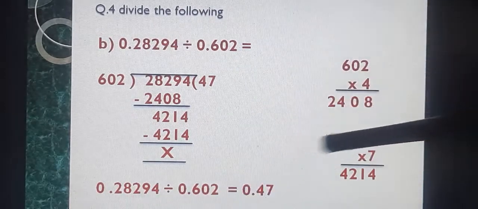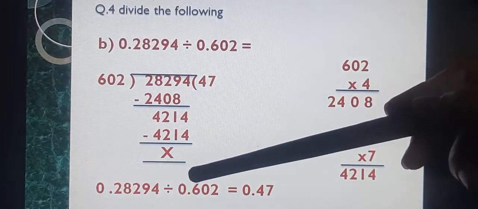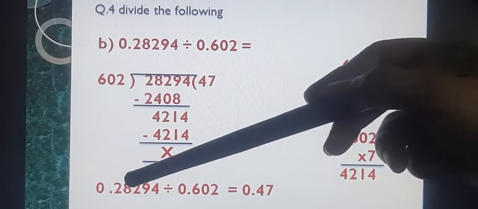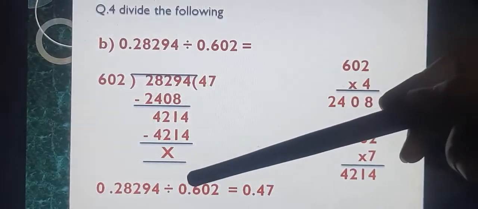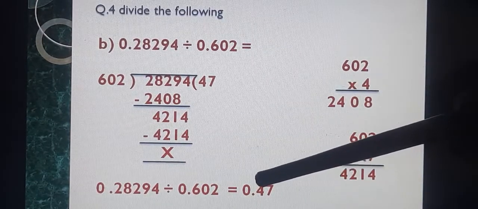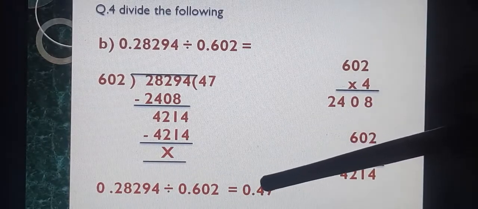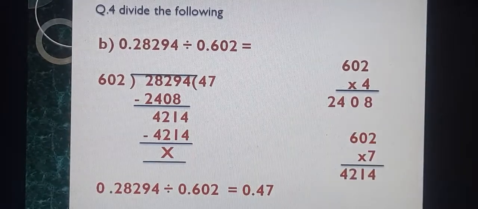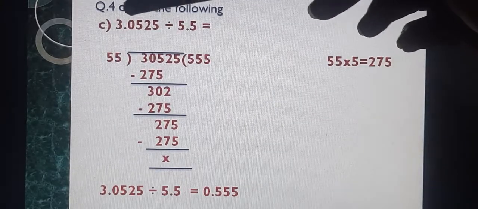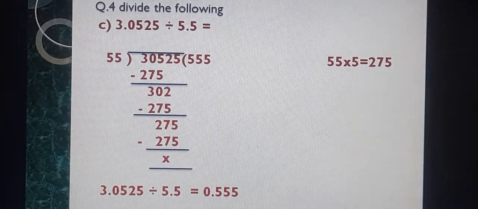Now write down the question again. 0.28294 divided by 0.602. Now see. 1, 2, 3, 4, 5 digits. 1, 2, 3. 5 minus 3, 2. So count from ones place, ones, tens, and put decimal here. So answer has become 0.47. Right? Next is C part. 3.0525 divided by 5.5. Right?